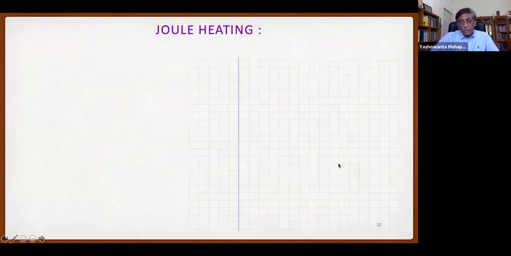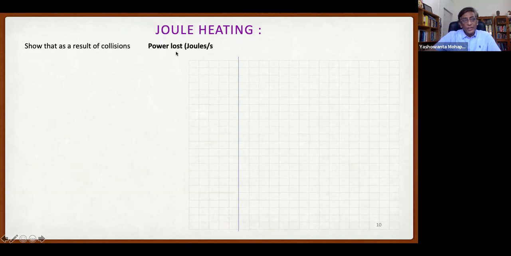Another phenomenon which we can easily explain with this is the Joule heating. We know that in a conductor, when the current is moving, it gets heated up, and that is I squared R. Let's see it from this microscopic model. As a result of collisions, the power lost, joules per second, is sigma E squared.